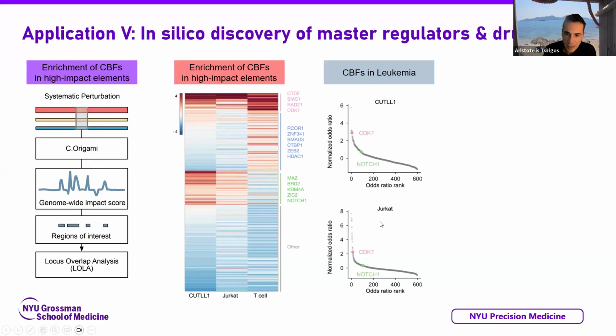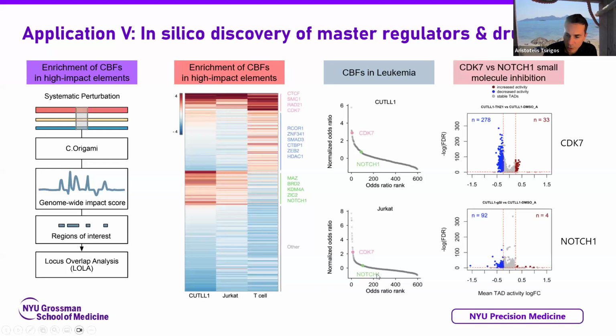And just to validate that this worked, at least in the leukemia case, what we did is to rank the putative master regulators, or chromatin binding factors, by how much they're enriched in highly impactful elements. And what we found, kind of connecting it to the previous story, is that CDK7 was actually very high on the list and higher than Notch, which is the proto-oncogene.